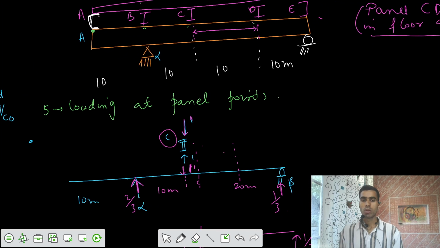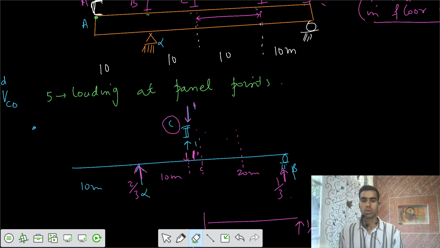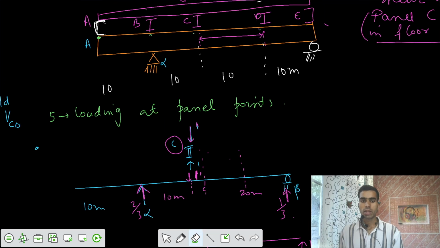Now we have to keep the load at point D. Once the load is at a different point, your reactions get accordingly changed. Now if the load is at point D, there is some I section, and accordingly the load is finally transferred here, 1 unit, and the reaction here would be 2/3, and this one would be 1/3.